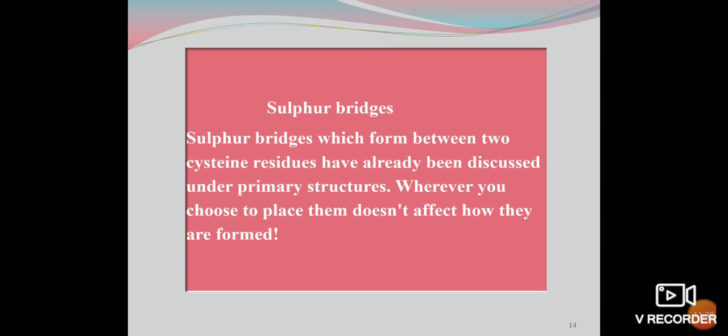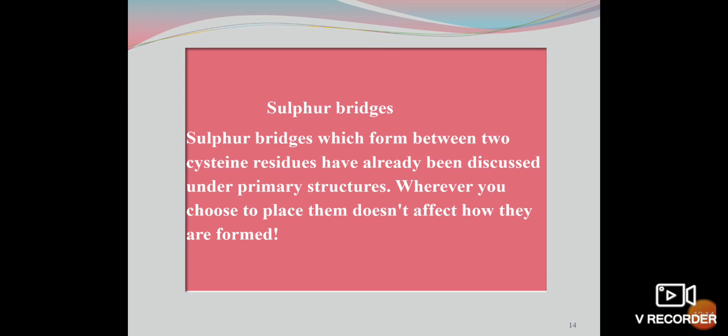Then sulfur bridges. These can be formed between two cysteine residues. Now cysteine has a sulfur atom and this can form a sulfur bridge, which has been discussed under primary structure. Wherever you choose to place them doesn't affect how they are formed. So the tertiary structure is held by ionic interactions, hydrogen bonds, van der Waals dispersion forces and sulfur bridges.